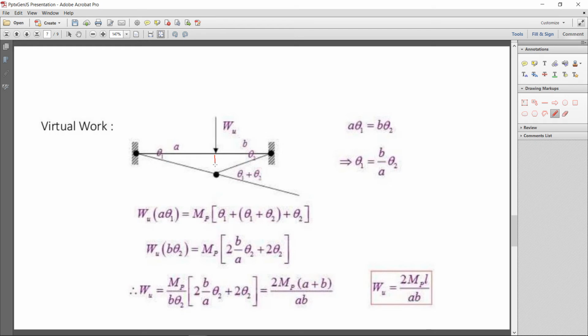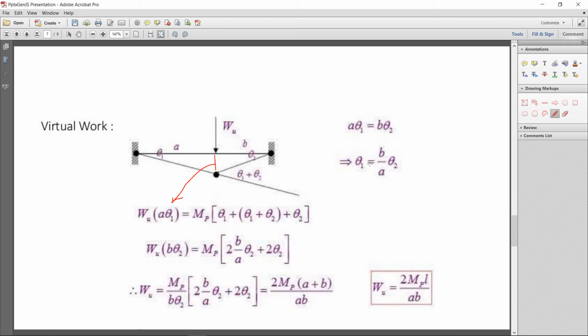then this deformation will be a into theta 1. Okay, now if we multiply theta 1 by a, we get this deformation. Similarly, if we multiply theta 2 with b, we will also get the same deformation. So we can say that a into theta 1 is equal to b into theta 2, and theta 1 will be calculated as b over a into theta 2.